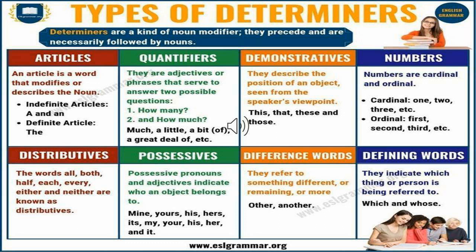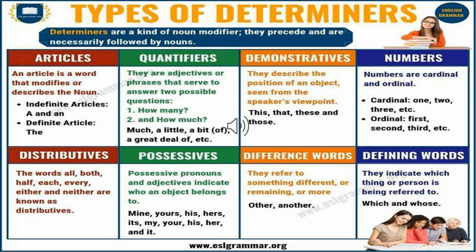Then come numbers, or numerals. These are used to express quantity. For example, 1 kite, 2 pens, first winner, second row. Here you can see we have two types of numbers, cardinal and ordinal. Cardinal: 1, 2, 3, etc. Ordinal: first, second, third, etc.